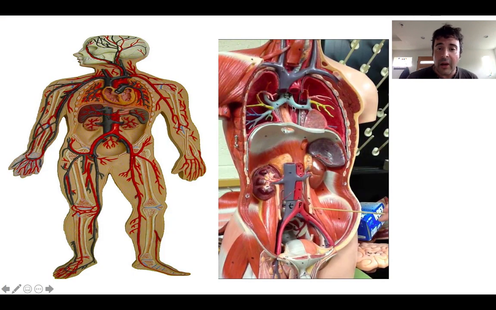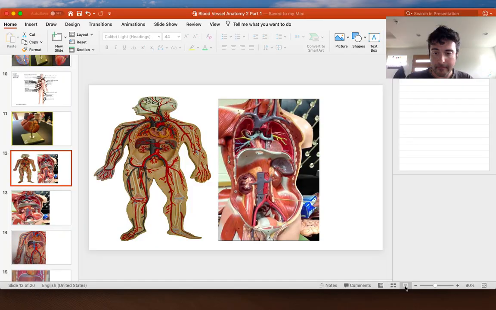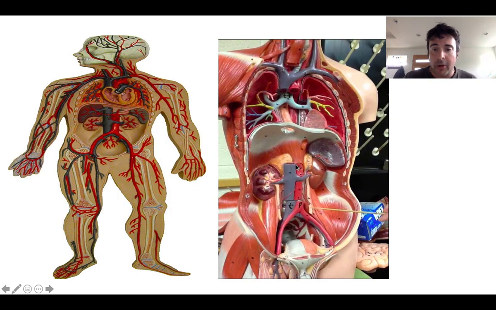Now, the descending aorta can also be called the thoracic aorta when it's in the thoracic cavity. The moment that the aorta passes through a little opening within the diaphragm and it's now part of the abdominopelvic cavity, it's no longer called the thoracic aorta. It is referred to as the abdominal aorta, the moment that it passes through the opening in the diaphragm into the abdominal cavity.